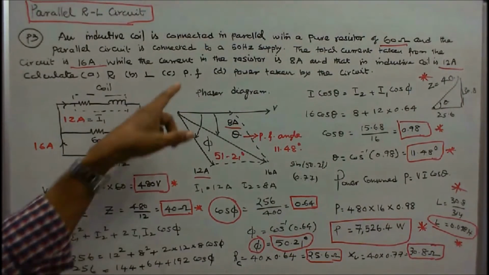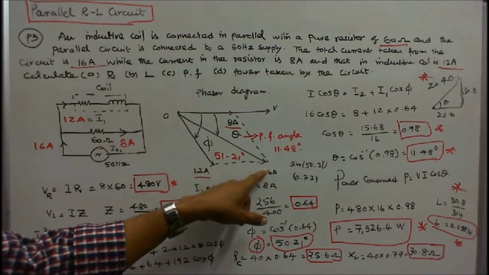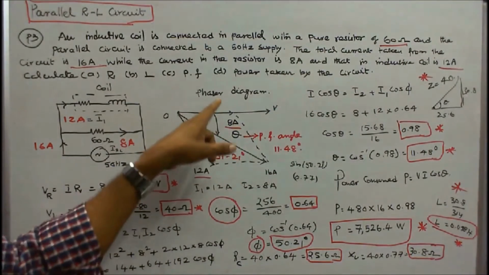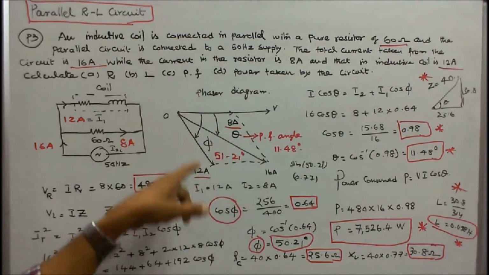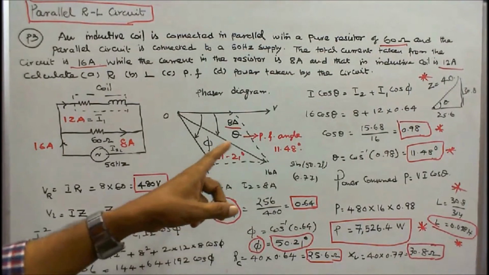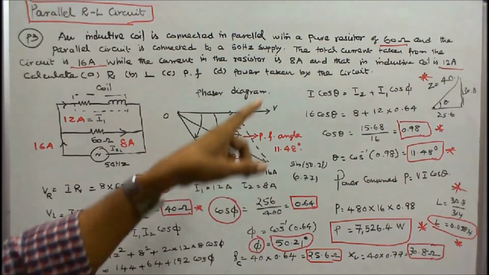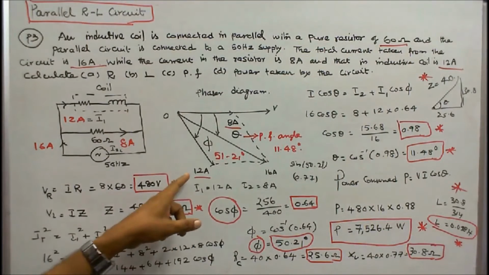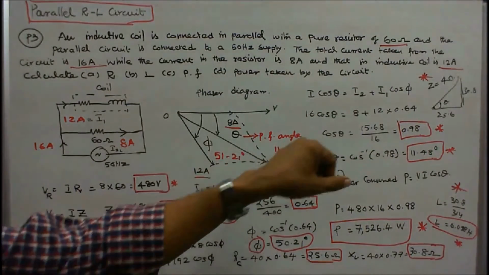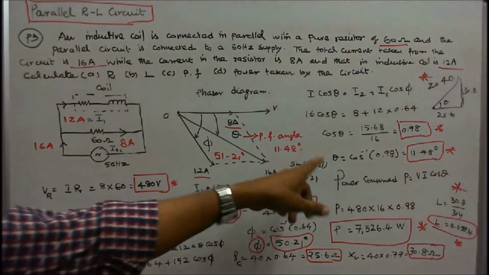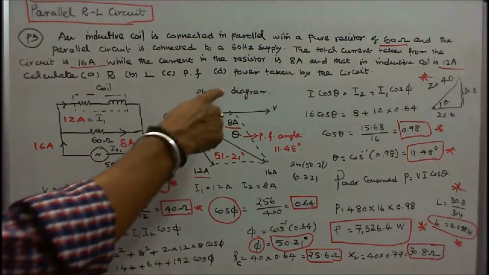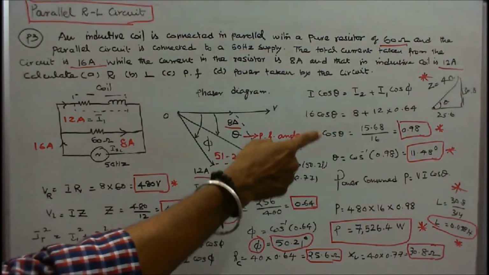The next is I have to find the power factor, that is the angle between V and the total current. I cos theta, that is the total current into cos theta, where theta is the angle between V and I, is equal to I2 plus I1 into cos phi. Cos phi is equal to 0.64, I2 is equal to 8, I1 is equal to 12. Cos theta is equal to 15.68 divided by 16, that is equal to 0.98. Power factor is 0.98. Theta is equal to cos inverse of 0.98, that is equal to 11.48 degrees. Angle between V and the total current is 11.48 degrees.